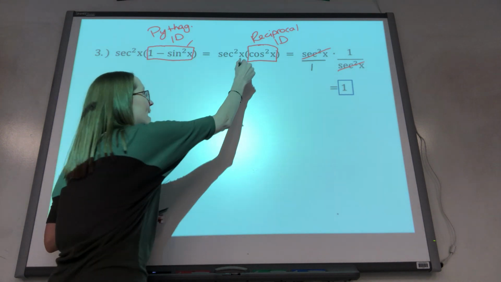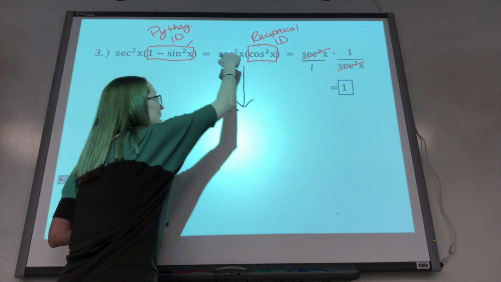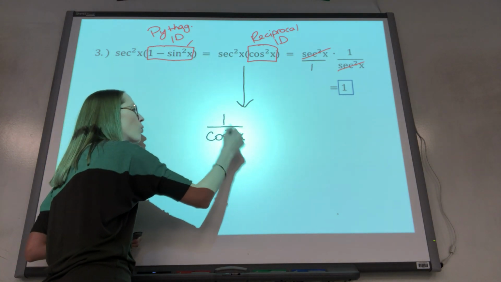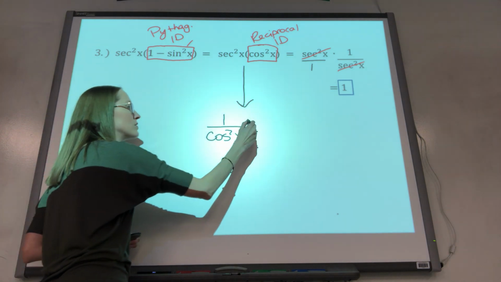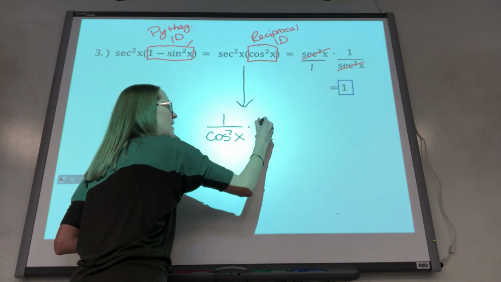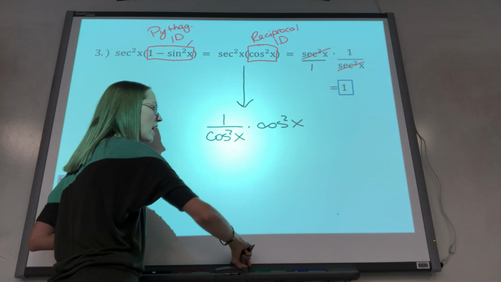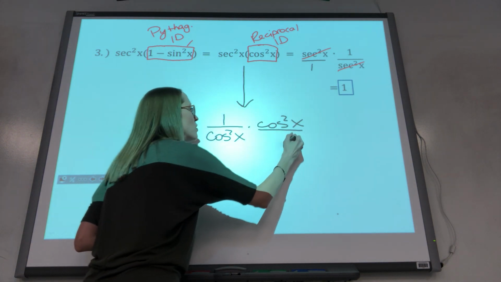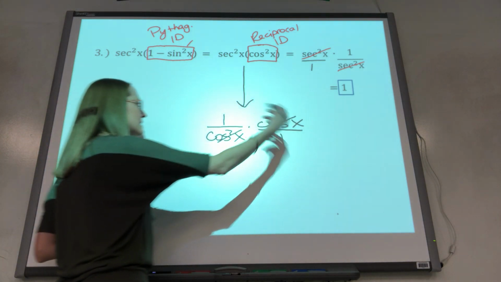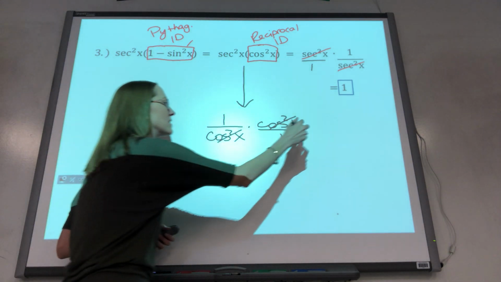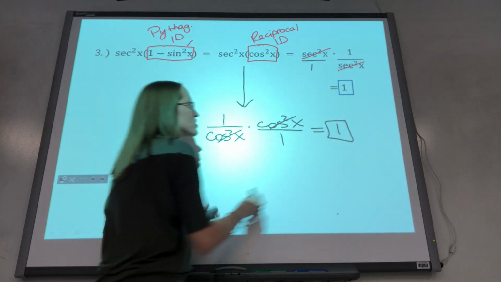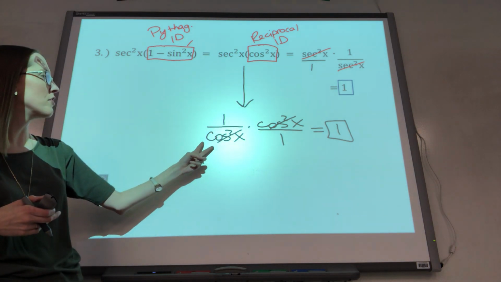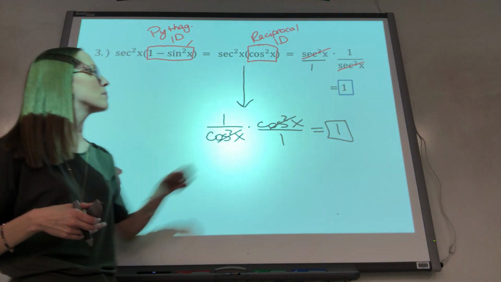Now, the other way this could have been done is to replace secant squared of x with 1 over cosine squared. Leave cosine squared alone. Then if you put that over 1, very same thing happens. You still get back a 1. That's just doing it a little bit differently. That would be replacing that with the reciprocal and leaving that part alone.